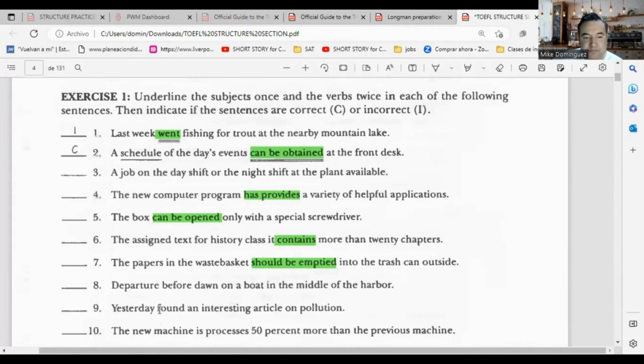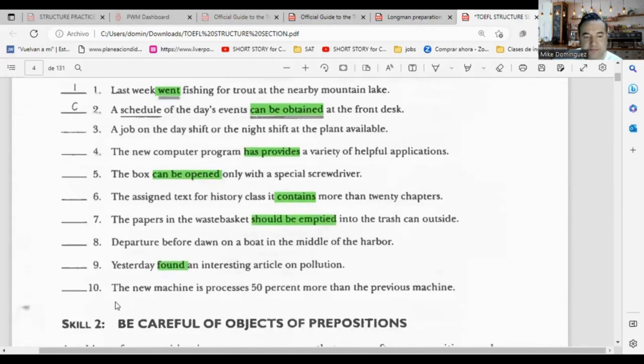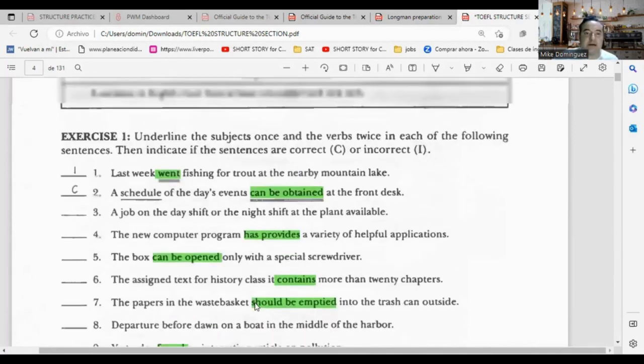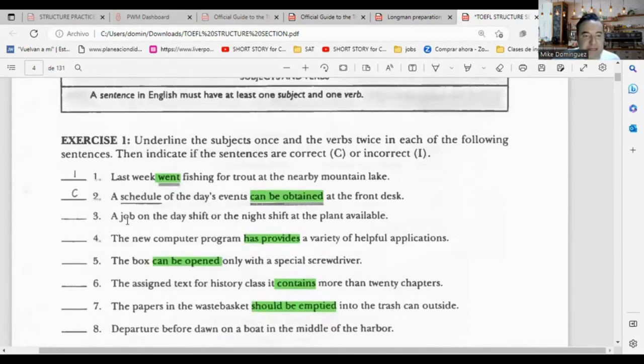Found. Found. Want to put it in green as well. And number 10. Processes. Well, each processes. Okay. All right. Now let's look for the subjects.